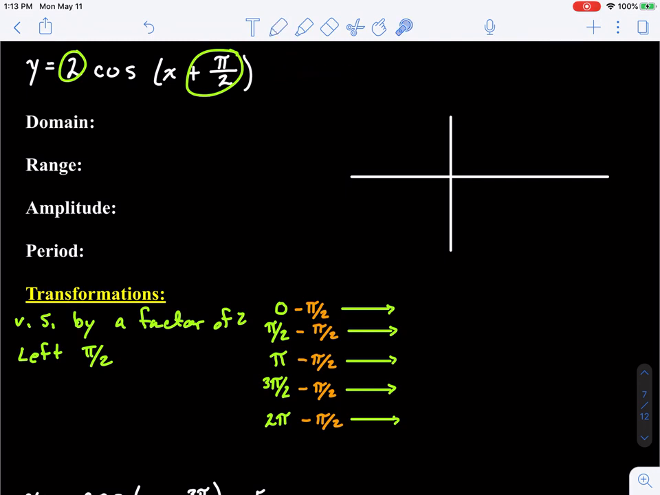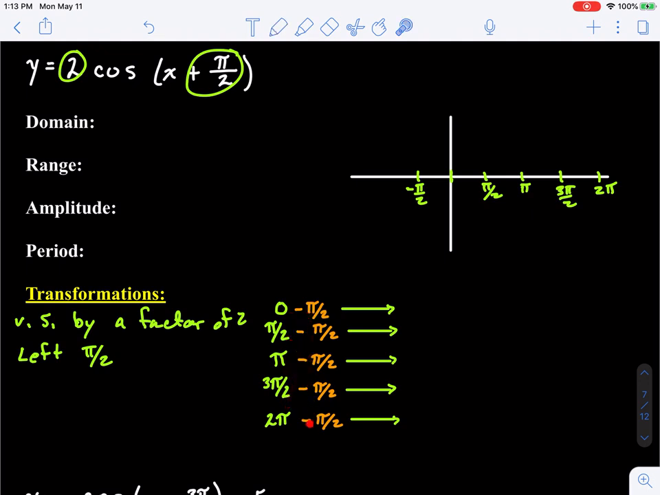So the central axis is going to be the x-axis. And normally we graph 0, pi over 2, pi, 3 pi over 2, and 2 pi. But we're shifting to the left pi over 2, so we're actually going to have to go over here also. So if I want to find out what the x values are, I can use this right here.